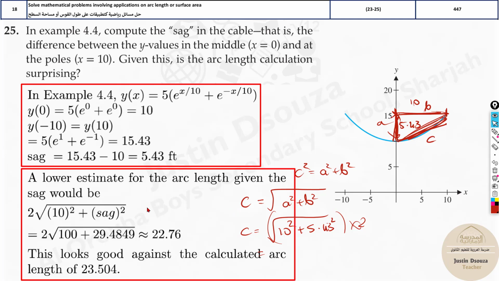Let's look over here. It is basically the square root of 10 squared, that's the length over here, and the sag is given as 5.43. Square them both, and why is this 2? Because it's both the sides, right? So you multiply it by 2. The answer is 22.76. If you recall, we had got 23.5 meters using the derivatives. So what we found out over here is not accurate, but very close. That's what you can say.